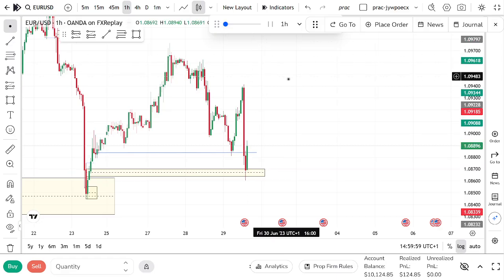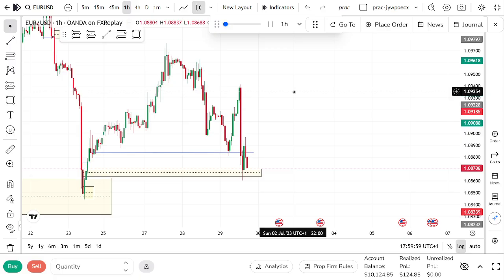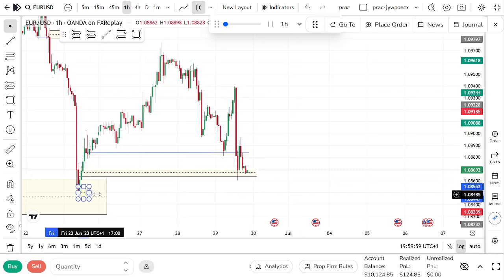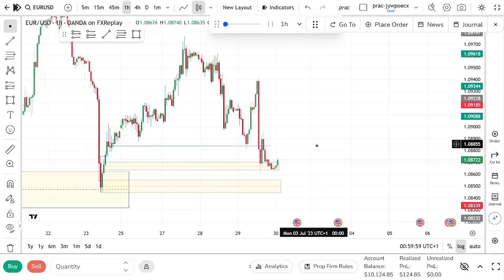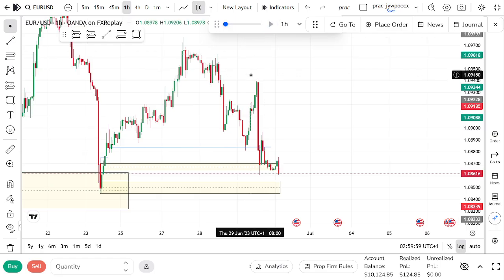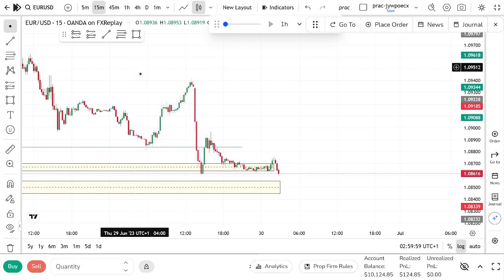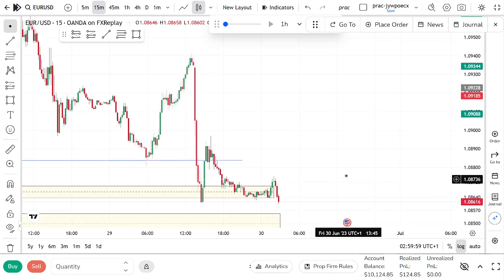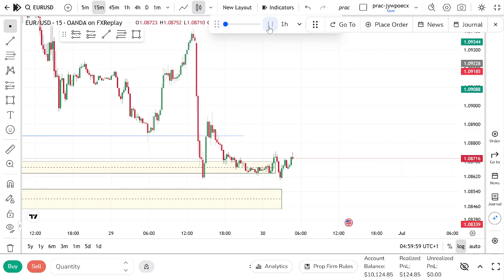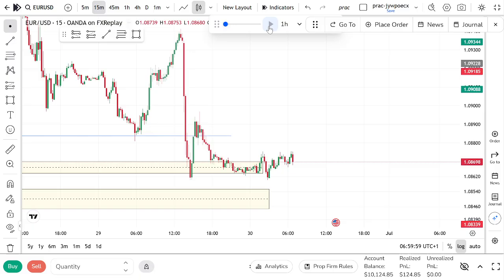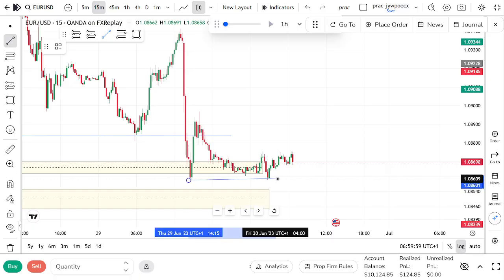Did it react from there? Is it reacting from there, or is it continuing the sell? Let's see if it will even give us a change in state of delivery. This one didn't give us a change. Wait a minute, that's taking liquidity off of this level. Did it? Has it?